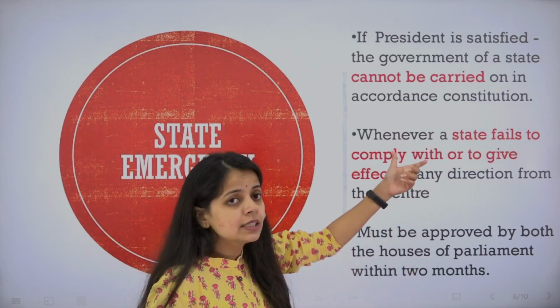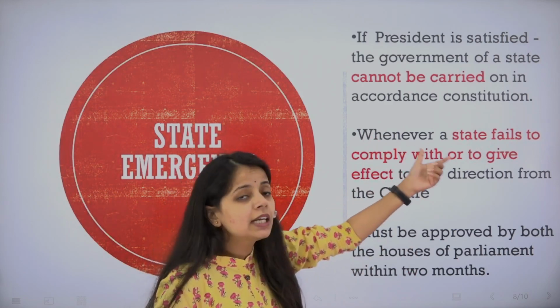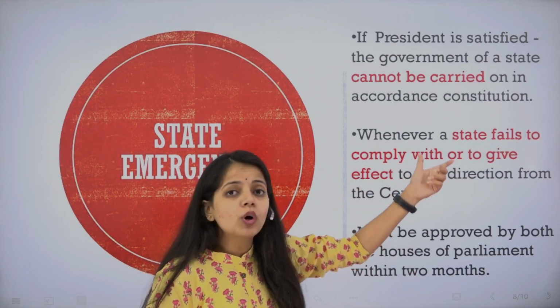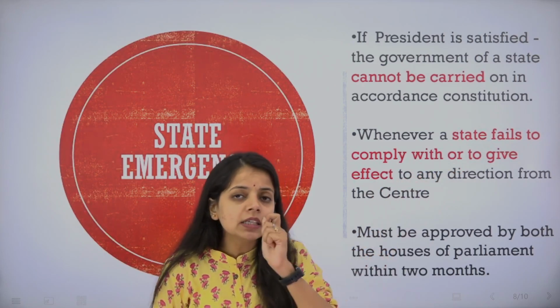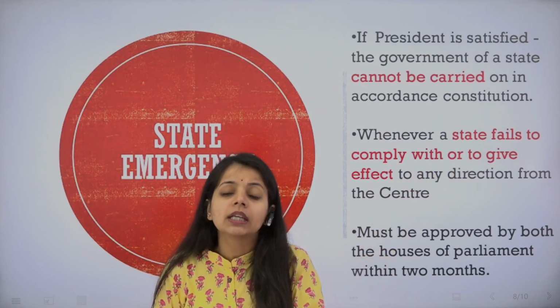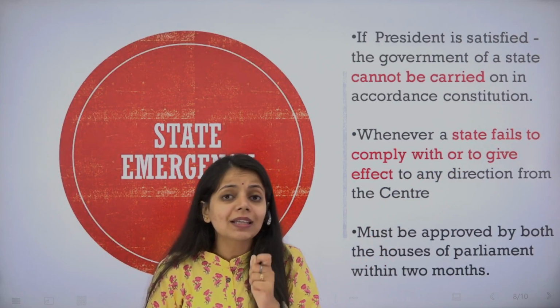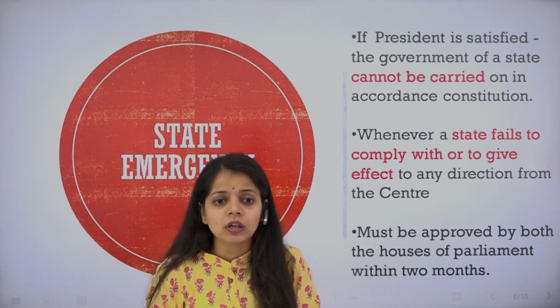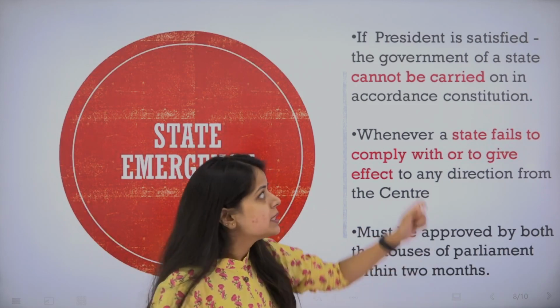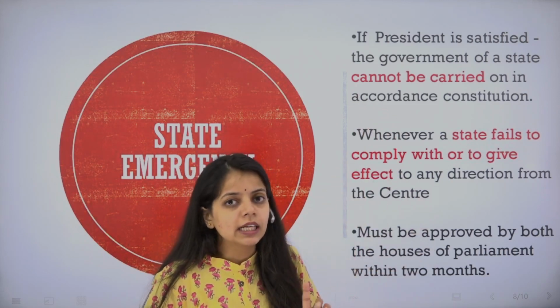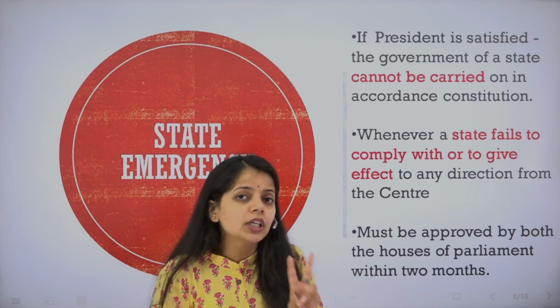And the second ground is that whenever the state fails to comply with or to give effect to the directions of the center, whenever the center gives a direction to the state as per the Indian constitution, and the state fails to abide by those directions, in that situation also the president can proclaim a state emergency in that particular state. Okay, so there are two grounds.